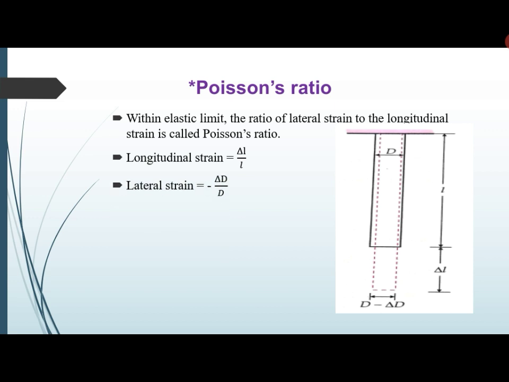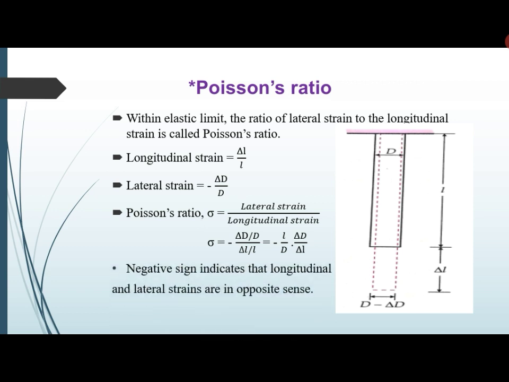Now the longitudinal strain produced in the wire is delta L upon L, and the lateral strain produced is delta D upon D. Now the negative sign is associated, so lateral strain is minus delta D by D, and the negative sign shows that the diameter is decreased. So the Poisson's ratio sigma is equal to lateral strain upon the longitudinal strain, and after substituting the values we are getting that this is equal to delta D by delta L into minus L upon D.